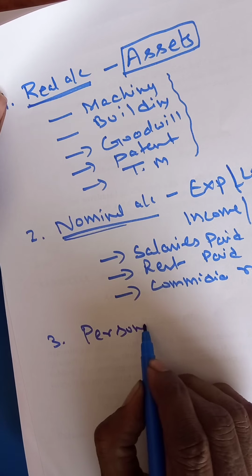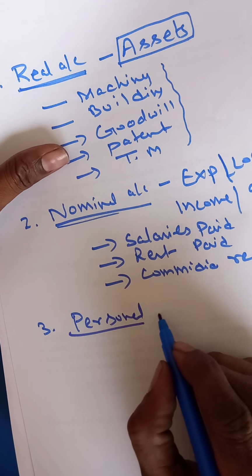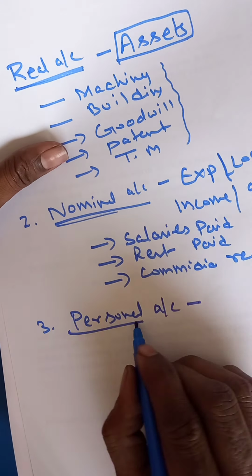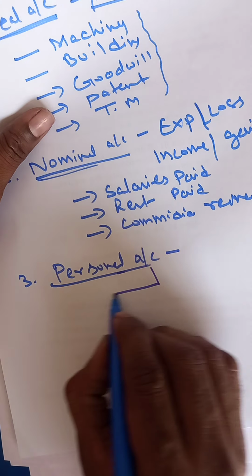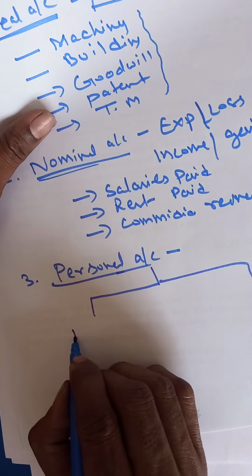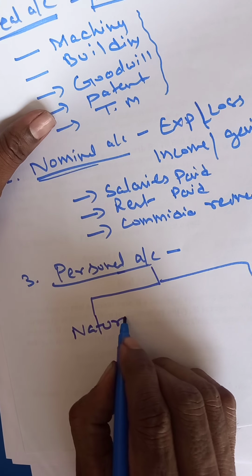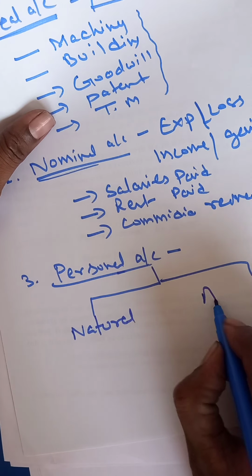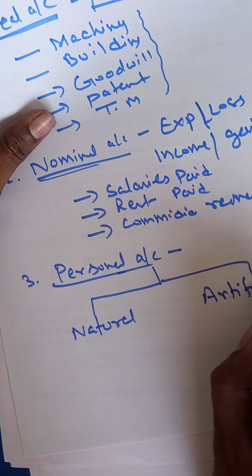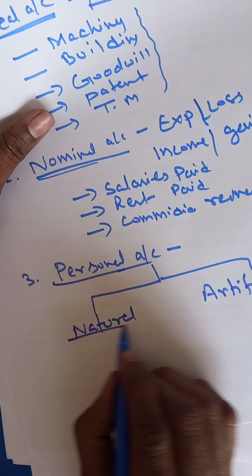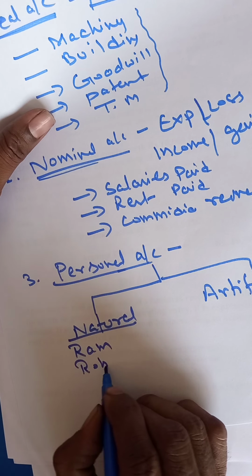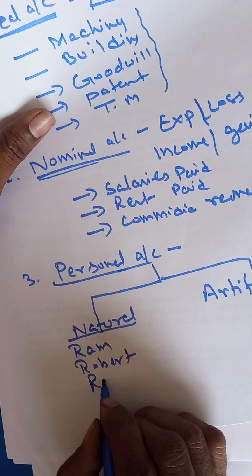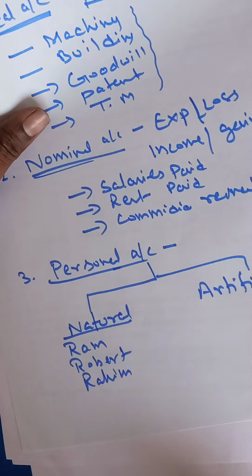When a company deals with any persons, that comes under personal account. Persons are again classified into two categories. One is natural person, another one is artificial person. Natural persons means we are the natural persons, like Ram, Robert, Rahim.